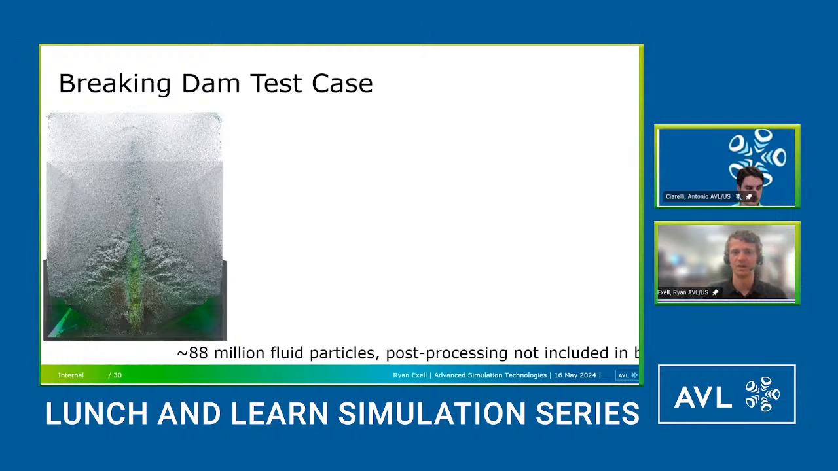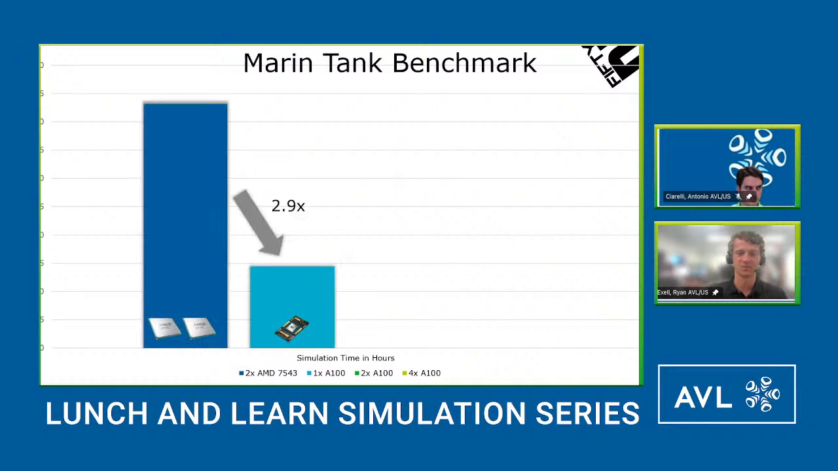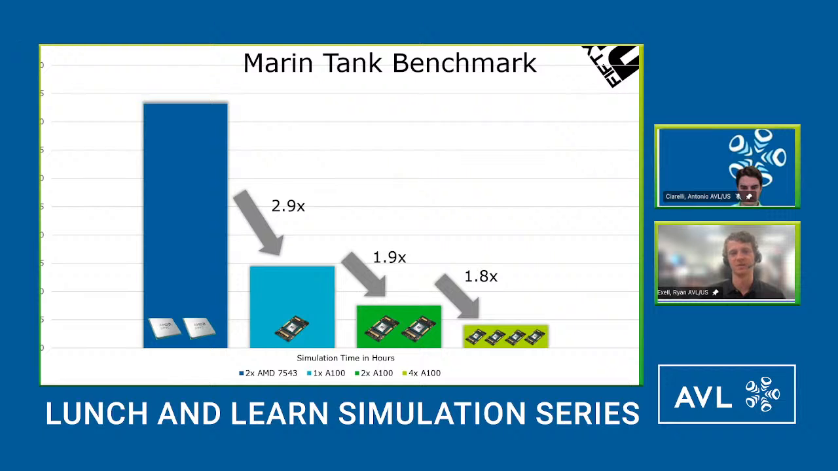So showing the breaking dam test case, the first case was a 128 core machine with 43-hour runtimes, and then switching that to just one GPU, you get a 2.9 times speed up using a single A100 GPU. Then with multi-GPU support, we also saw a 1.9 times speed up from 1 to 2 GPUs, and another 1.8 times speed up from 2 to 4 GPUs, reducing the sim time to under 5 hours, which is extremely impressive.